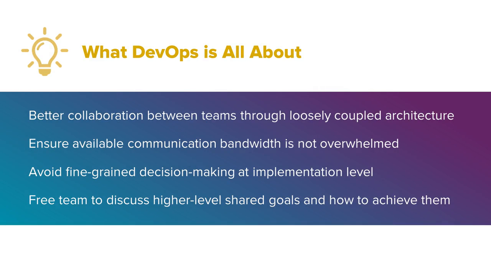Of course, DevOps is all about better collaboration between teams, and this isn't intended to suggest teams shouldn't work together. The goal of a loosely coupled architecture is to ensure that the available communication bandwidth isn't overwhelmed by fine-grained decision-making at the implementation level. So we can instead use that bandwidth for discussing higher-level shared goals and how to achieve them.